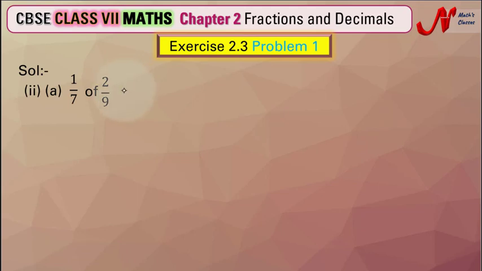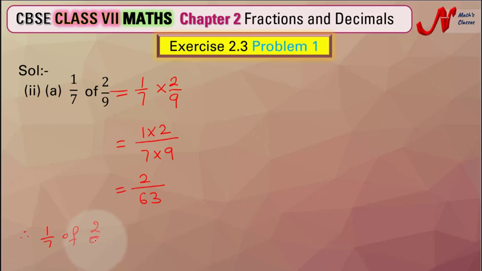Next we solve second bit A problem. It is given that 1 by 7 of 2 by 9 is equal to 1 by 7 into 2 by 9, which is equal to 1 into 2 divided by 7 into 9. So 1 into 2 is equal to 2, divided by 7 nines are 63. Therefore, 1 by 7 of 2 by 9 is equal to 2 by 63.